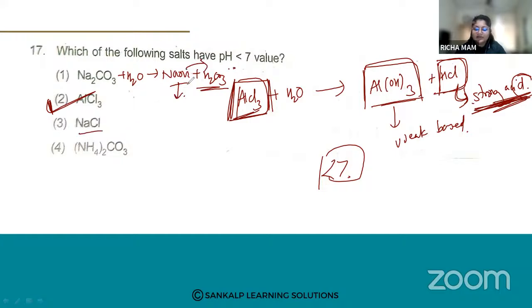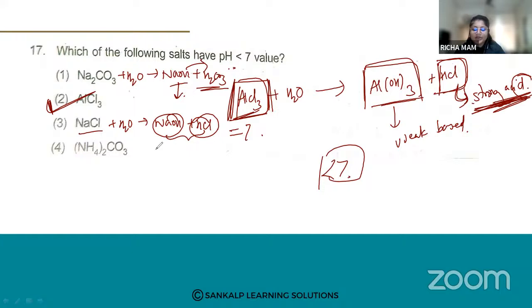Then NaCl, when you add it in water, you are going to get what? NaOH plus HCl. NaOH is a strong base and HCl is a strong acid. So what will happen? Both will neutralize each other, and the pH will be nearly equal to 7. So it will be not less or more than 7, it will be nearly equal to 7.